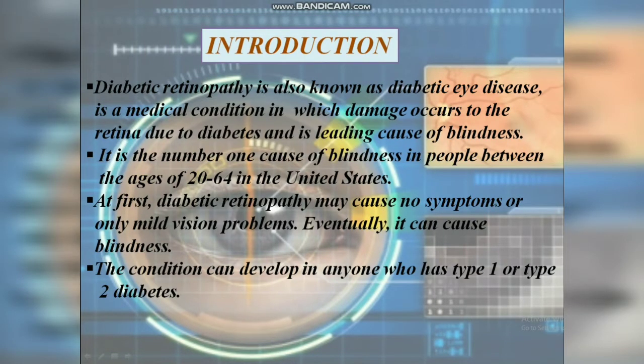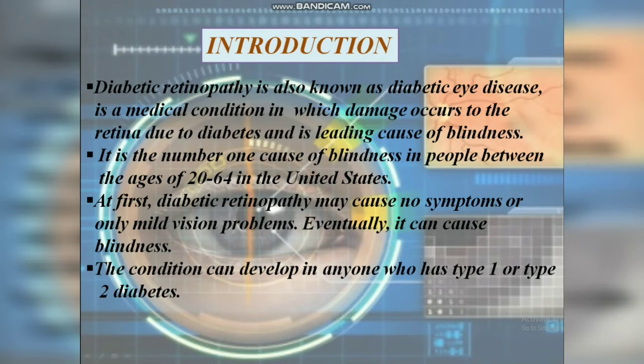First one, introduction. Diabetic retinopathy is also known as a diabetic eye disease. It is a medical condition in which the retina is damaged due to diabetes, leading to blindness. It is the number one cause of blindness in people between the ages of 20 to 64 in the US. At first, diabetic retinopathy may cause no symptoms or only mild vision problems. Eventually, it can cause blindness.